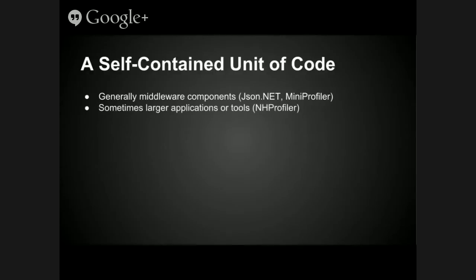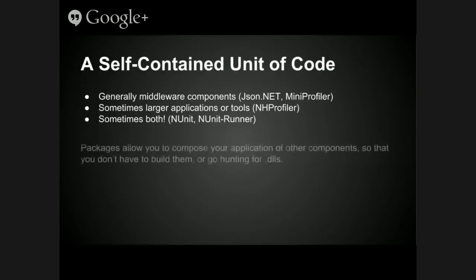But sometimes larger applications or tools. So NuGet has conventions for packaging up build tools, MS Build extensions, and larger applications like NHibernate Profiler, for instance. NUnit is an interesting example because it has both. So packages allow you to compose your application of other components so you don't have to build them or go hunting for DLLs. And that's really the very, very core of it. They are little self-contained units of code that travel on their own.